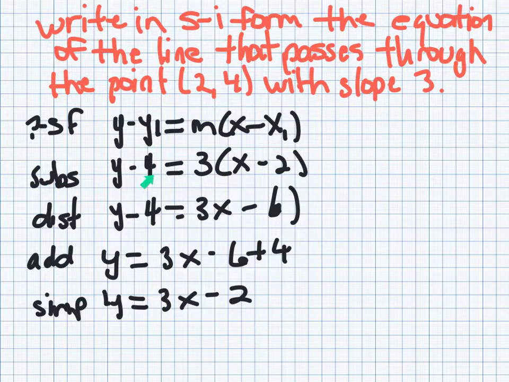We have the 4 right there. We have our 2, which goes right there, and our slope was 3. We distribute the 3 right here, and we end up with 3x minus 6. We add 4 to both sides to get rid of the -4 on the y side. We end up with y equals 3x minus 6 plus 4. We simplify that, and we end up with y equals 3x minus 2.